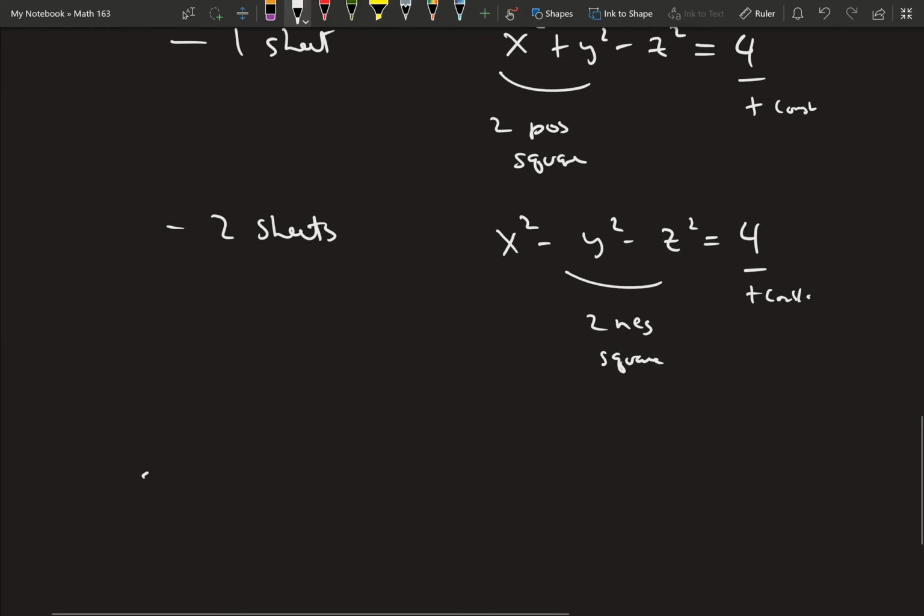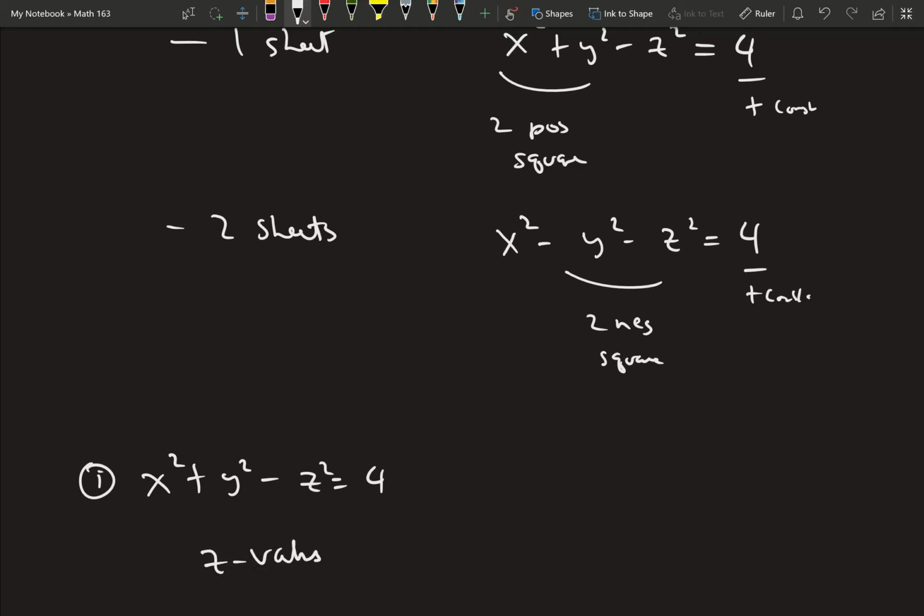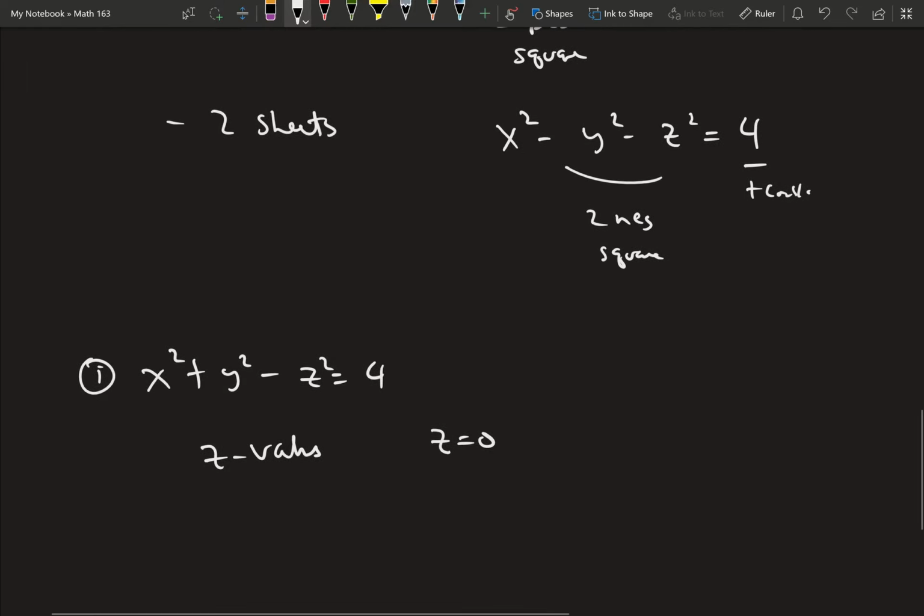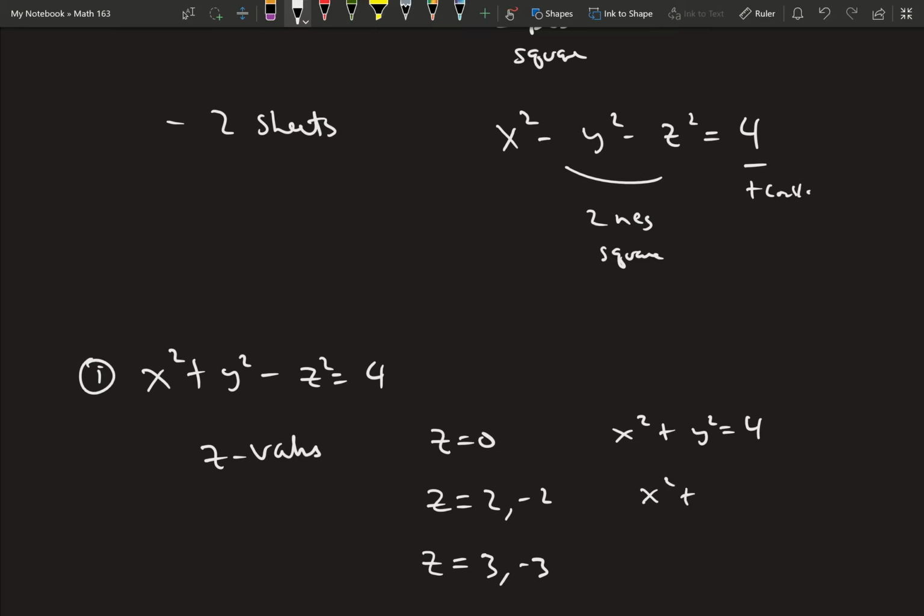Let's see why the first one is called hyperboloid of one sheet. So let's start with the first example here. Let's fix some z values. So z equals 0, let's do z equals, I don't know, 2 and negative 2, because those both will give you the same thing. Let's do maybe one more, say 3 and negative 3. Here you'll get x squared plus y squared is equal to 4. Here you'll get x squared plus y squared is equal to 8. Here you'll get x squared plus y squared is equal to 13.